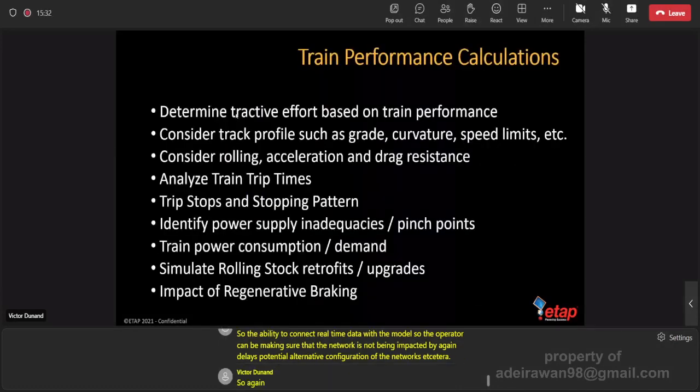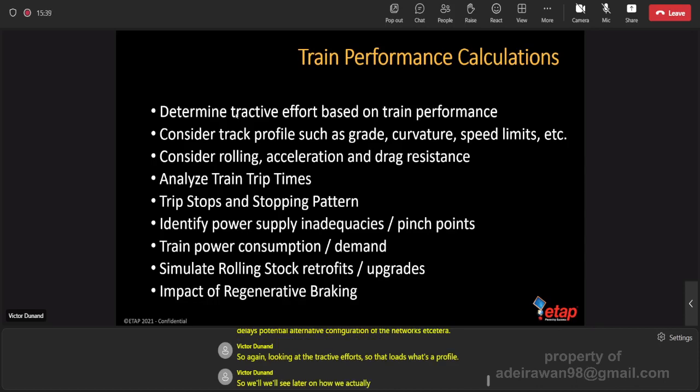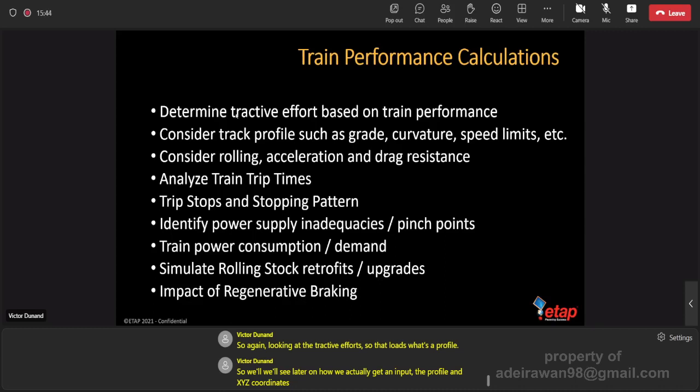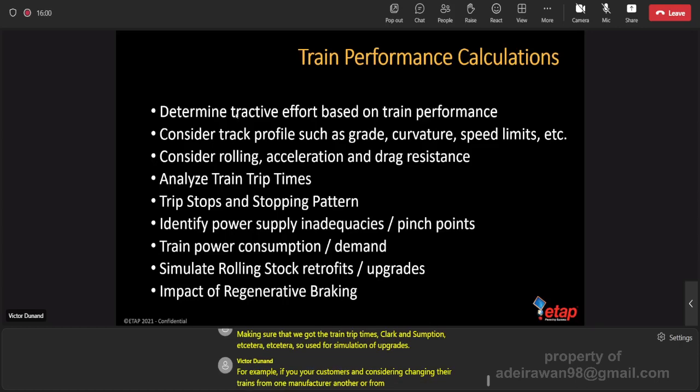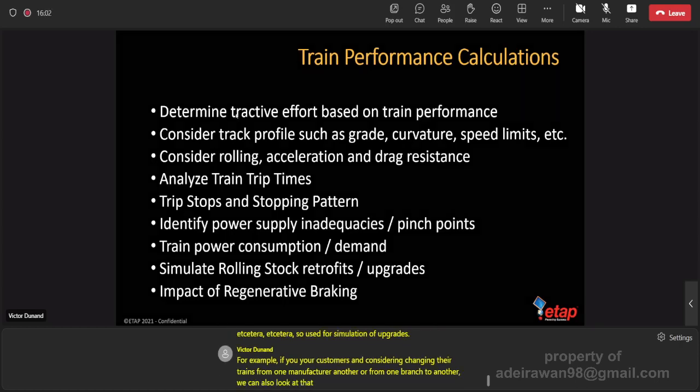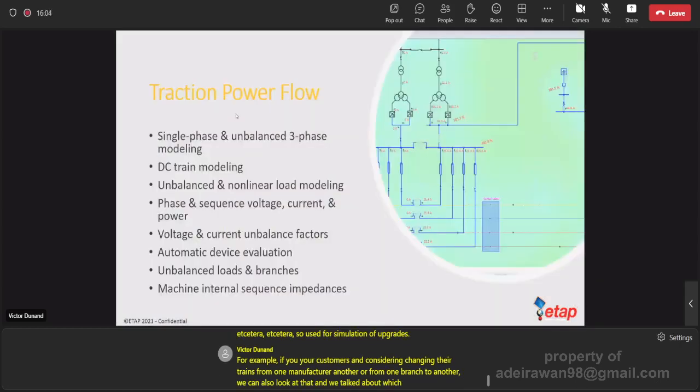So again, looking at the tractive efforts, so the load, what's the profile? We'll see later on how we can input the profile in XYZ coordinates, making sure that we get the train trip times, power consumption, etc. So used for simulation of upgrades. For example, if your customers are considering changing their trains from one manufacturer to another or from one range to another, we can also look at that. And we talked about regenerative braking already.